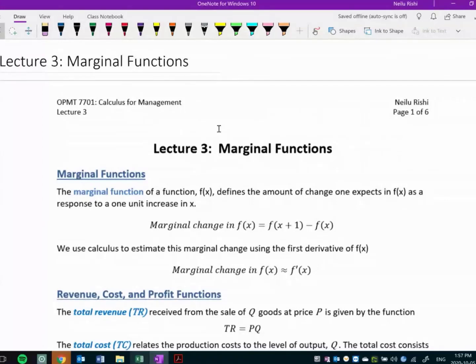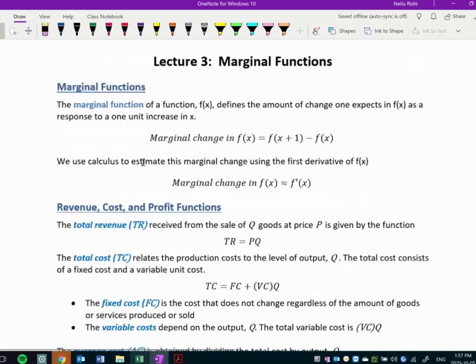So lecture 3 is marginal functions. If you print out the handout before yesterday, you may want to, there's going to be some edits to the examples, not to the first few pages, but to the examples. So we have lecture 3, marginal functions.